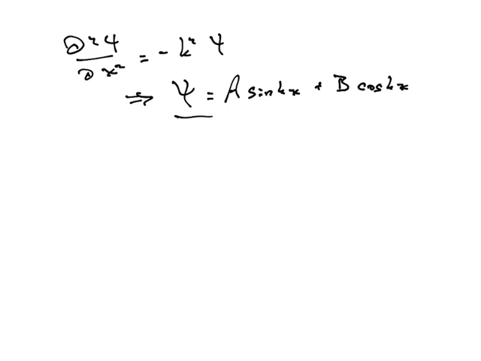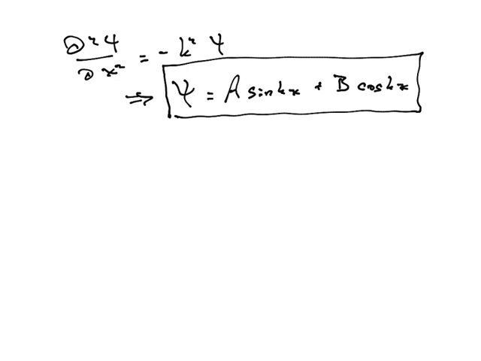So now I have my answer. I now know the solution to my differential equation, which means I now know the wave function of a free particle. It is a combination of sine kx and cosine kx, where k is the square root of 2me over h bar squared.